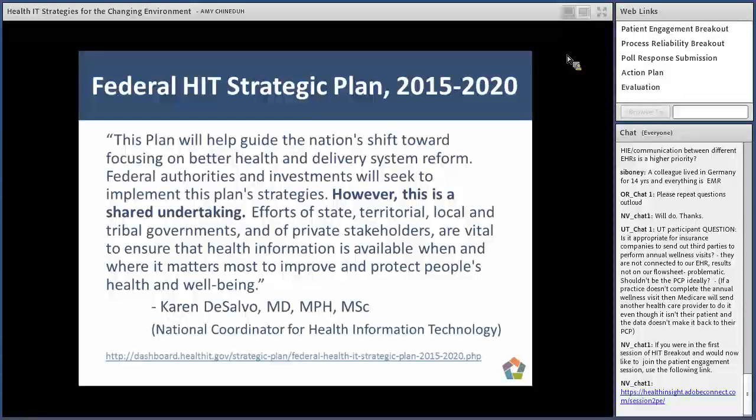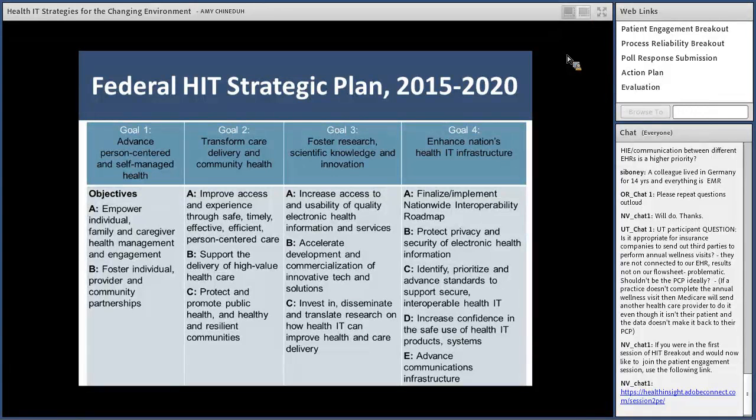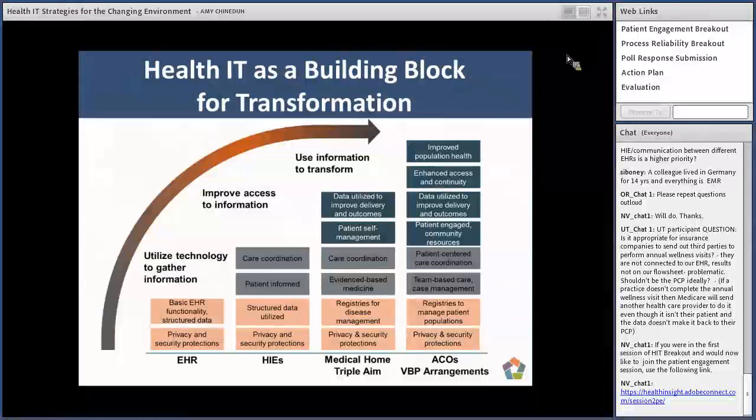As she mentions, efforts in various locations and entities need to come together to ensure that health information is available when and where it matters most to improve and protect people's health and well-being. This slide shows 4 goal areas of the strategic plan. I won't go into detail, but it's there for your reference, and I would recommend you Google the Federal Health IT Strategic Plan when you have a chance and pull that document up.